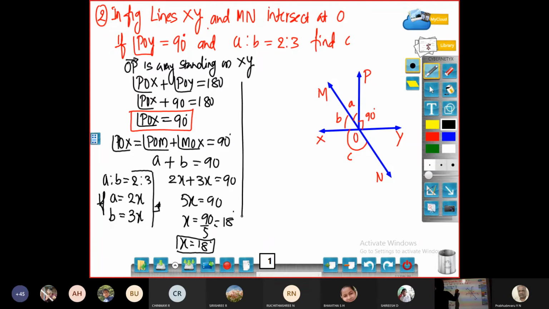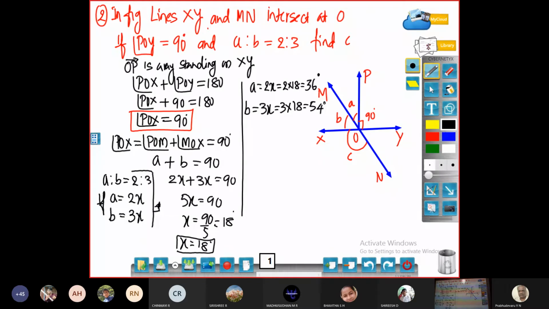What is the value of A? A is equal to 2 into 18. It is 36 degrees. Similarly, B is equal to 3x. What is the value of 3x now? 3 into 18, 54 degrees. So you got the values of A and B.